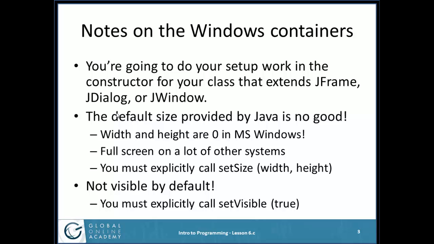It is full screen on a lot of other systems. I think that's true on Mac, but I'm not certain which operating systems on a Mac do that. So you have to explicitly call setSize within your constructor, giving it a width and a height, to make this window the size you want it to be. And the window that you create and put things on is invisible by default. You have to explicitly call setVisible, passing in a parameter of true, if you want anybody to be able to see and interact with your window.